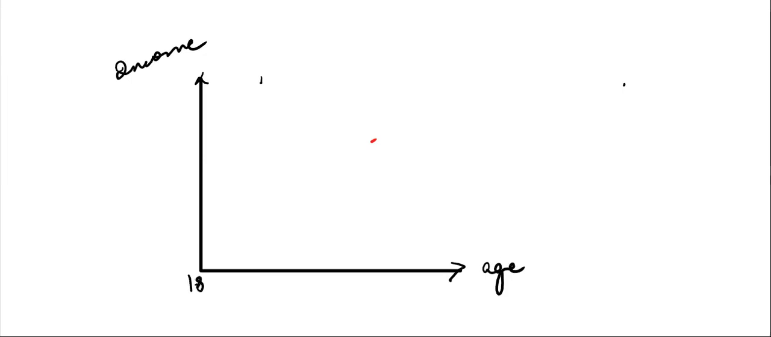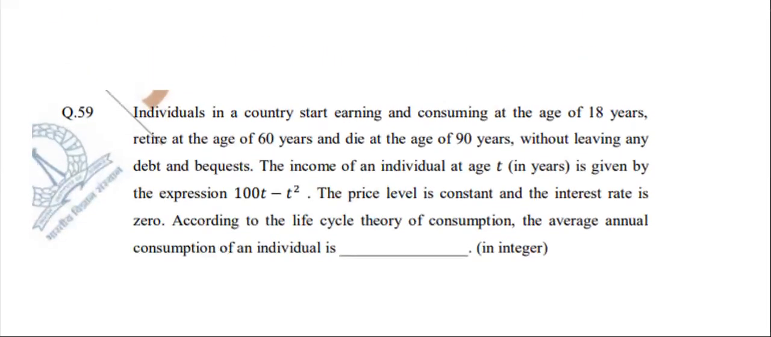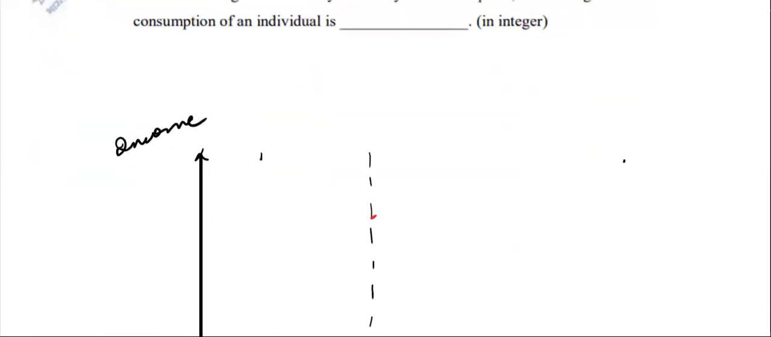Now, from 18 to the age of 60, the individual is earning, but he is going to live till the age of 90. Just try and understand here. Till the age of 60, the individual keeps on earning, and we have a function that is given to us. His income function is 100t minus t square.